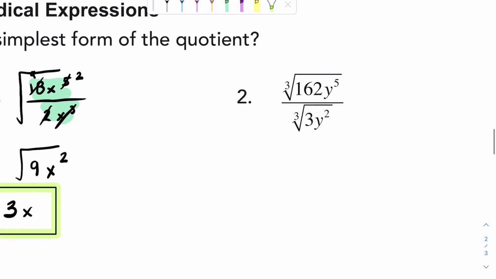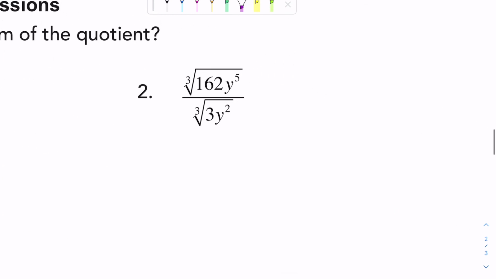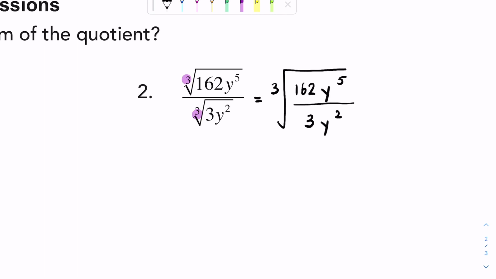Number 2. We have two cube roots. Always check your index, make sure you can simplify. Again, we can simplify a few things. Not sure that it's going to be super helpful, so I'm going to start by creating one single radical, and it's going to be the cube root of 162 y to the 5th divided by 3 y squared.